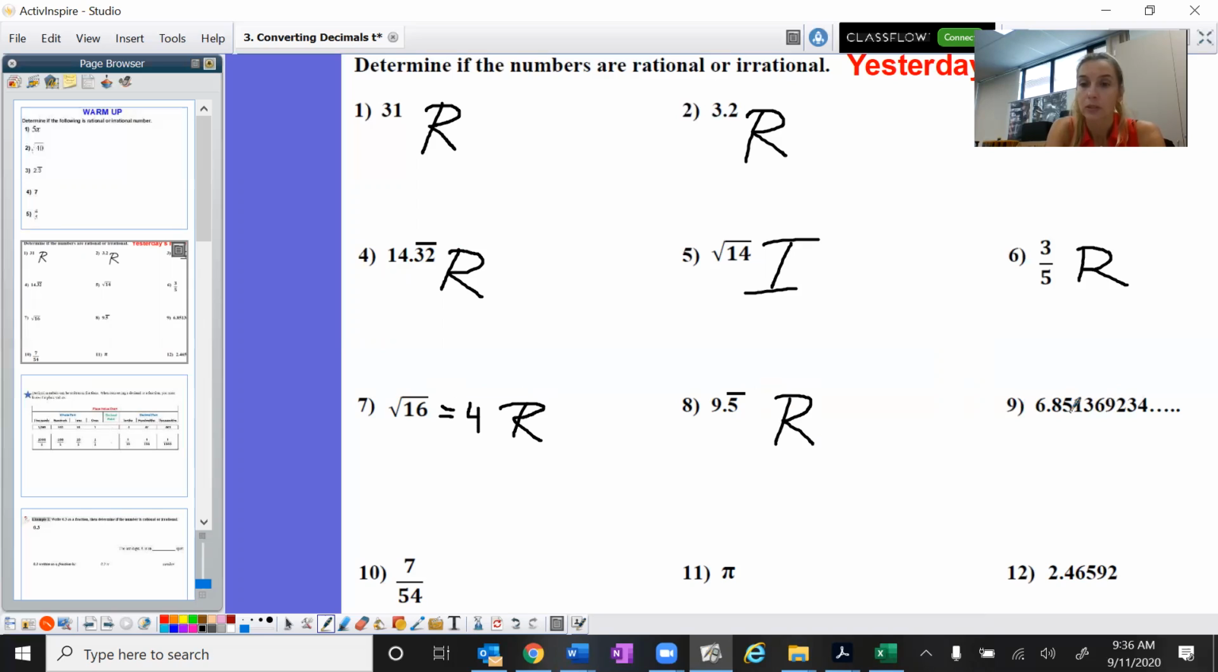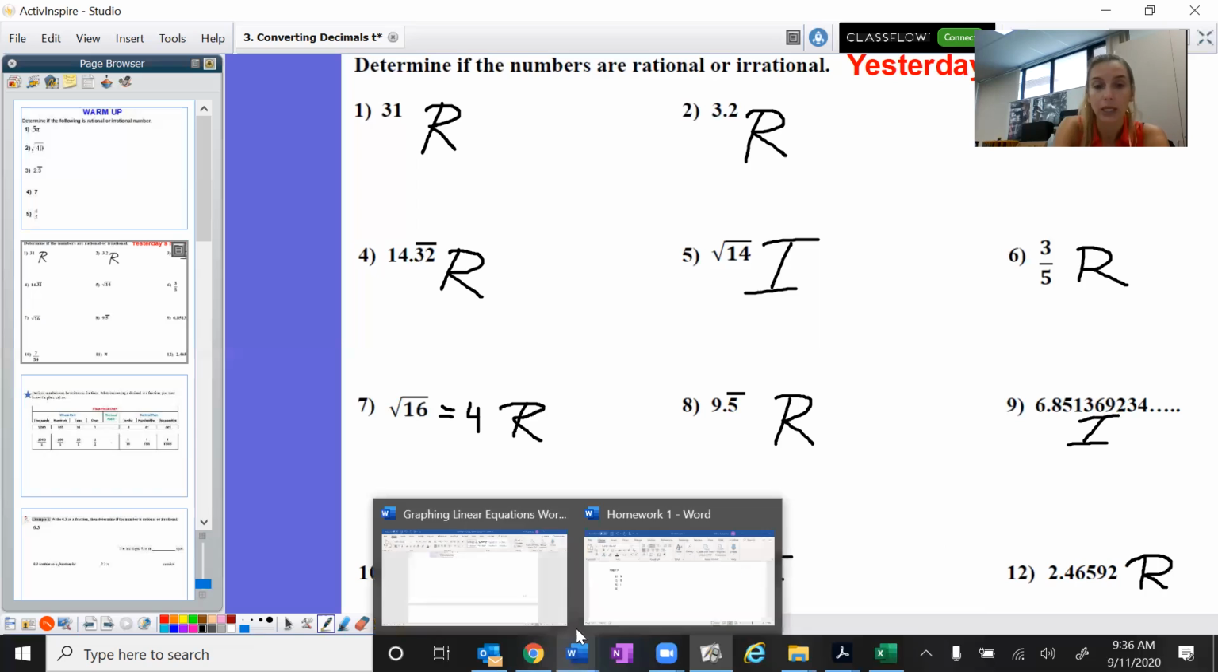The next one, if you see these dots, it tells me this number continues, and it goes on and on. But I cannot predict what digit is coming next. If I cannot predict, it's unpredictable behavior, that's irrational. 10, it's a fraction, that's rational. Number 11, pi. Anytime you see the letter pi, you know it's irrational. And question 12, 2.46592. Done deal. I'm not guessing anything. If it terminates, if it ends, it's rational. So that is the homework from yesterday.